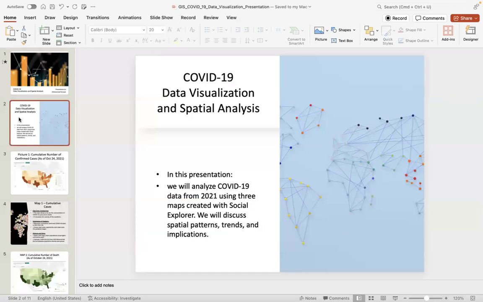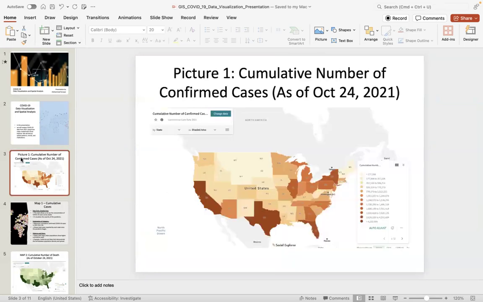In this presentation, we'll analyze COVID-19 data from 2021 using three maps created with Social Explorer, and we will discuss spatial patterns, trends, and implications. So let's go to my first map that I have created. So here's my first map. This is picture one. I have created three maps altogether that show different data about COVID-19.